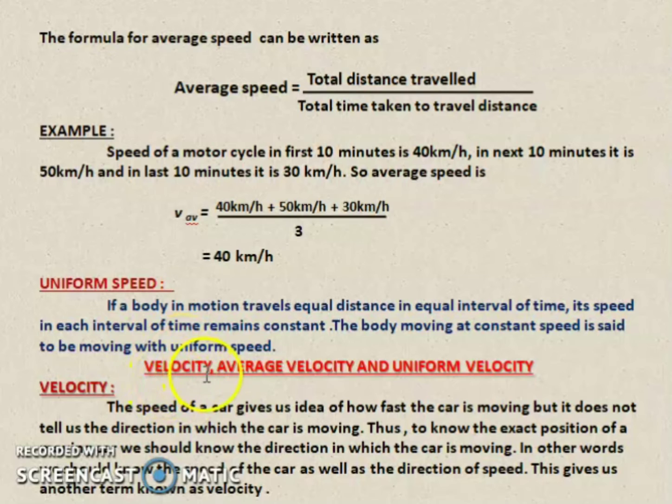Next, we are going to see velocity, average velocity and uniform velocity. Velocity. The speed of a car gives an idea of how fast the car is moving, but it does not tell us the direction in which the car is moving. Thus, to know the exact position of a moving car, we should know the direction in which the car is moving. In other words, we should know the speed of a car as well as the direction of the speed. This gives us another term known as velocity.